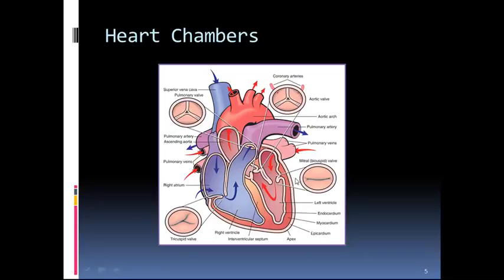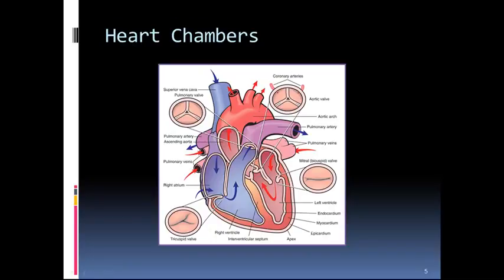The blood flows through the heart. The oxygenated blood comes in the pulmonary veins into the left atrium and then through the mitral valve here into the left ventricle. Once the left ventricle is filled, the heart beats and pumps the blood out through the aortic valve here into the aorta, into the rest of the body.